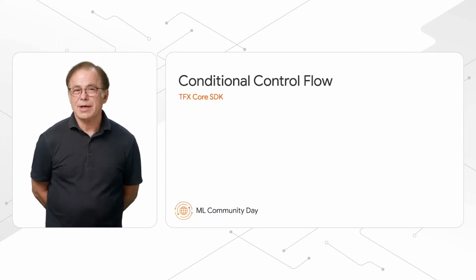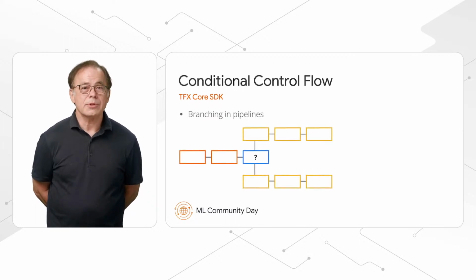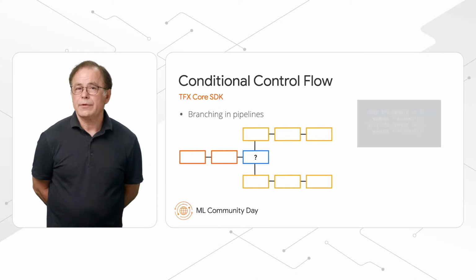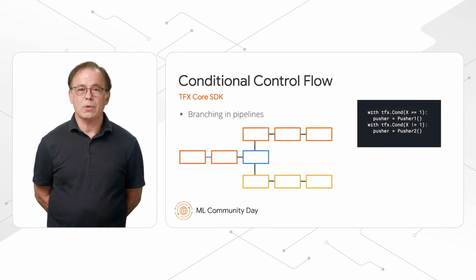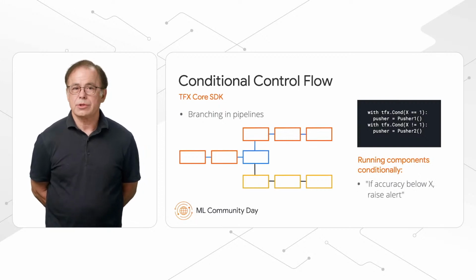First, there's new stuff in the core TFX SDK, starting with conditional control flow. You can now test and branch, or run optional components based on the current state of pipeline artifacts. So, a good example here is that if you're training a model and the accuracy falls below a certain threshold, you can optionally run an alerting component so that your team is aware of the situation.